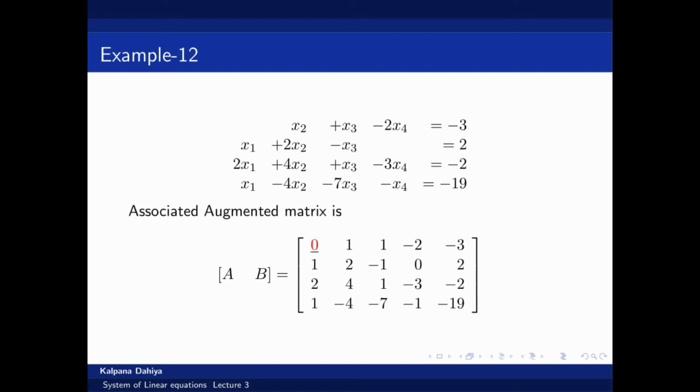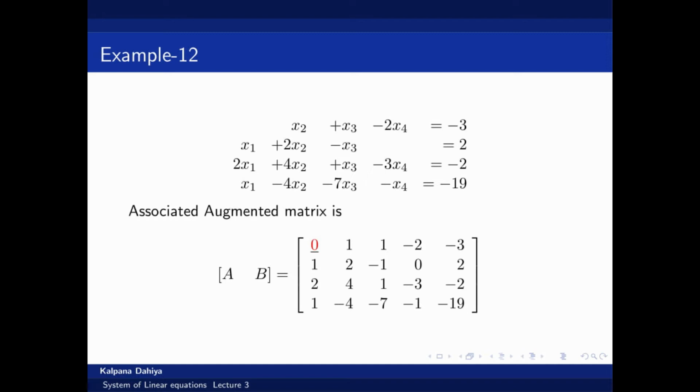The first equation I am representing by the first row, and this one is 0, 1, 1, -2 and -3. Now the second equation is represented by the second row, that is 1, 2, -1, 0, 2. The third equation is represented by the third row, that is 2, 4, 1, -3, -2. And the last equation is 1, -4, -7, -1 and -12.